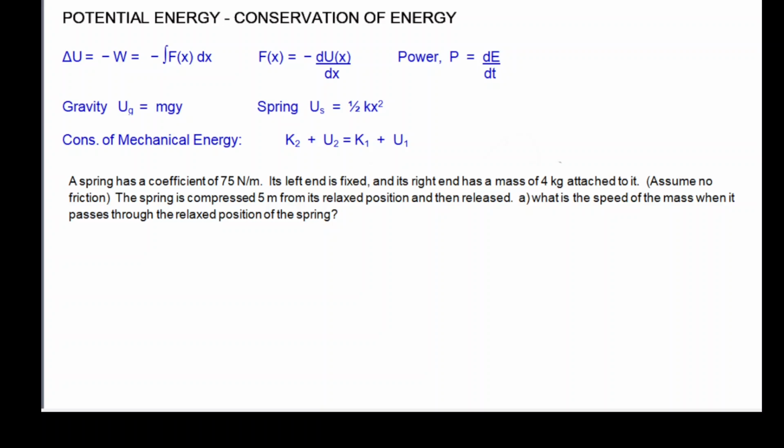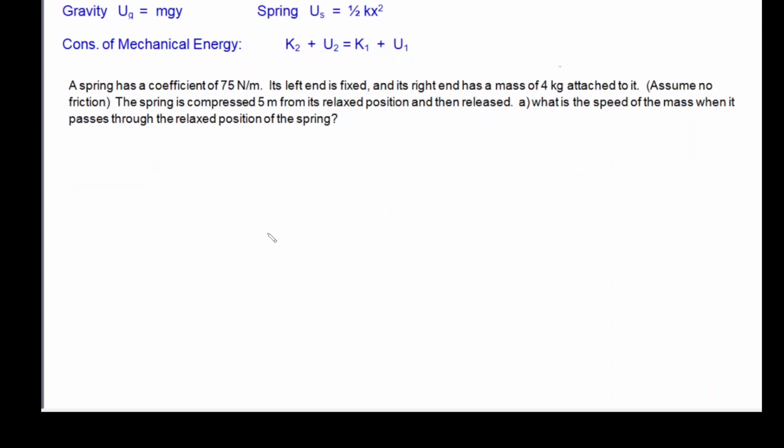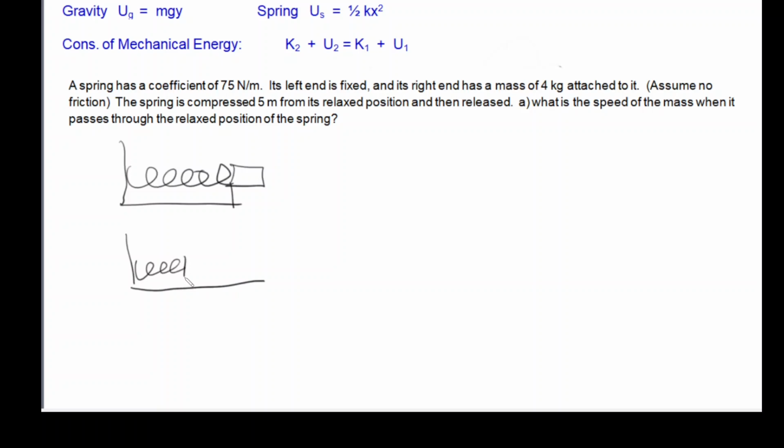So let's draw this. We start with a spring and a mass, and we compress the spring. So this is the relaxed position, this is the compressed position. And we're going to take the initial position as the compressed position, so we'll call that x0. But its actual relaxed position we'll call x.